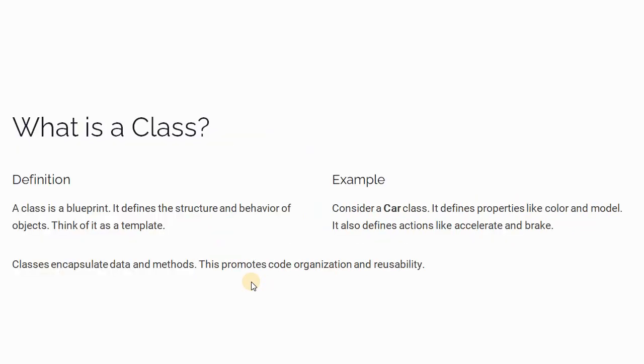So what is a class? So first question, what is a class? A class definition is very simple. It says that a class is a blueprint. It defines the structure and the behavior of the object. Think of it as a template. It's a very simple thing.